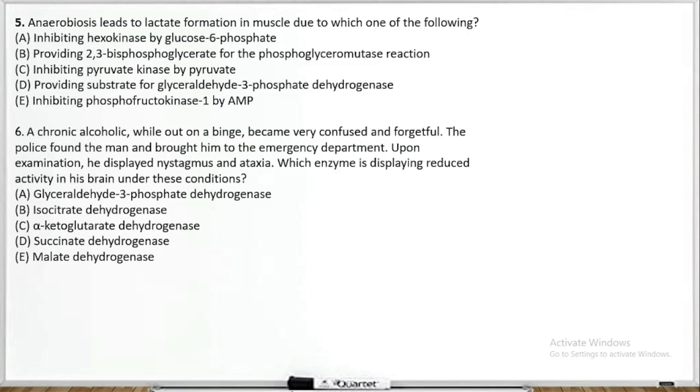Question 5 now. Anaerobiosis leads to lactate formation in muscles due to which of the following? It provides substrate for glyceraldehyde 3-phosphate dehydrogenase.